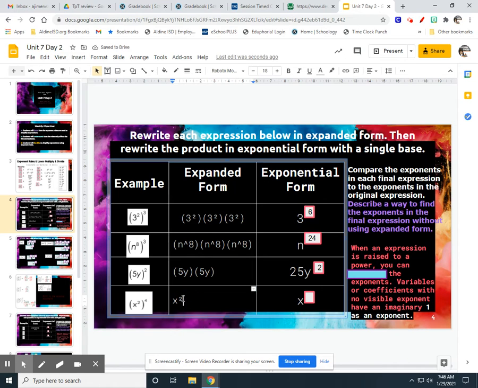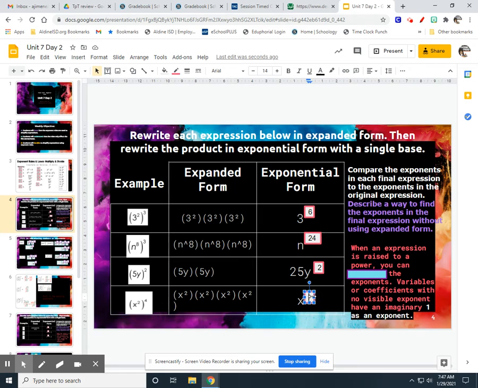I'm going to show that 4 times. 2, 3, and 4. I add the exponents. 2 plus 2 is 4, plus 2 is 6, and 6 plus 2 is 8. Here we go. All right, so we're going to compare them like we did last time.